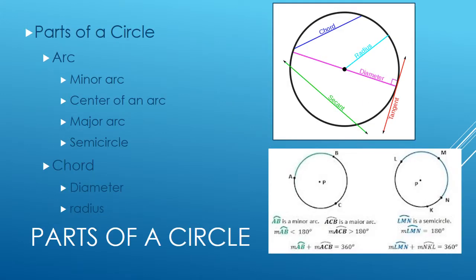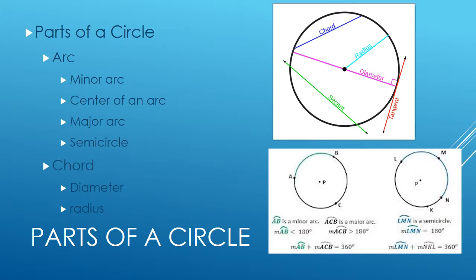All right, now we're going to look at the parts of a circle. There are two major categories of the parts of a circle. There's the arc and the chord. And we have minor arcs, which are less than 180 degrees of rotation from the center. We have the center of an arc, which is the point that is equidistant to all points along any arc or circle. We also have the major arc. That is any arc that extends from 180 and then up to 360 degrees. And then you've got a semicircle, which is 180 degrees of rotation around the center.